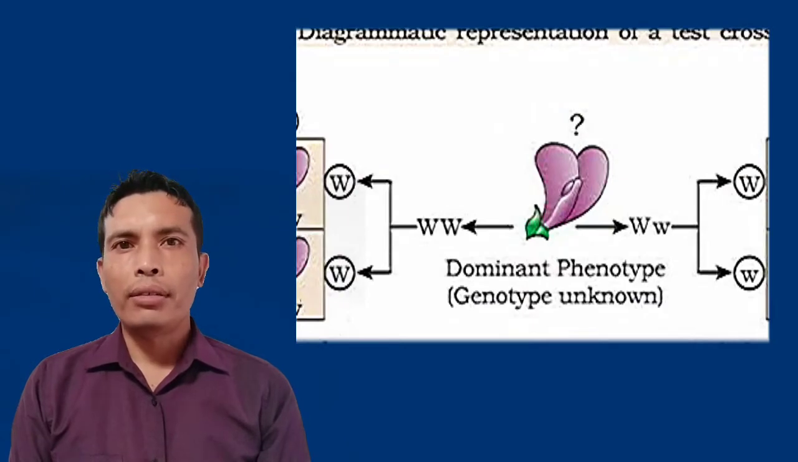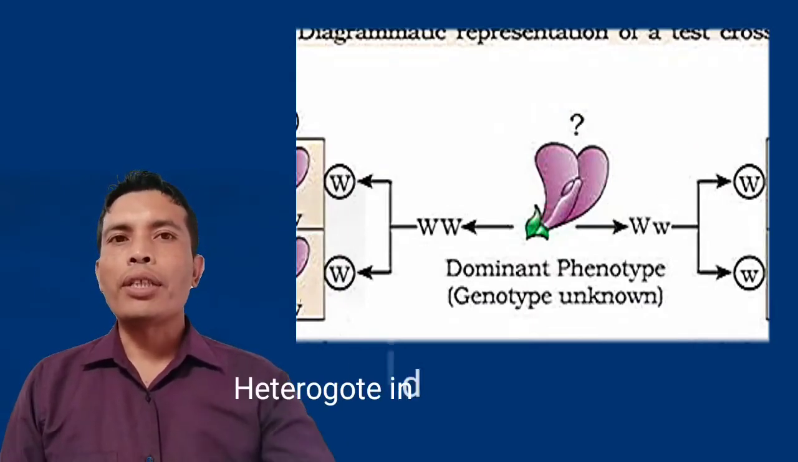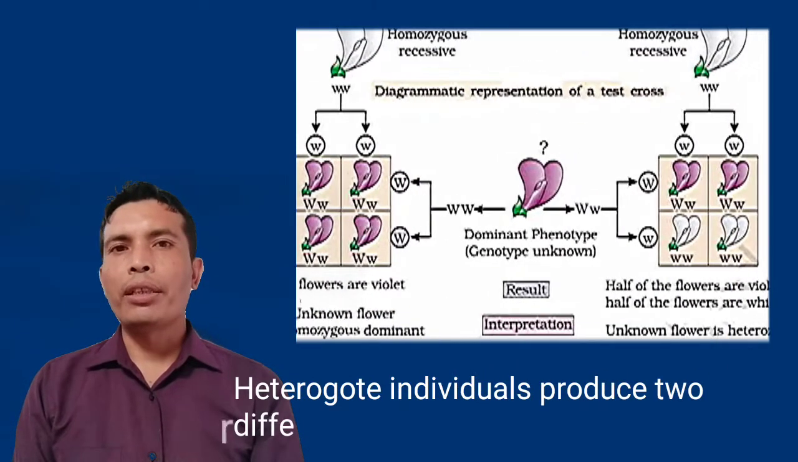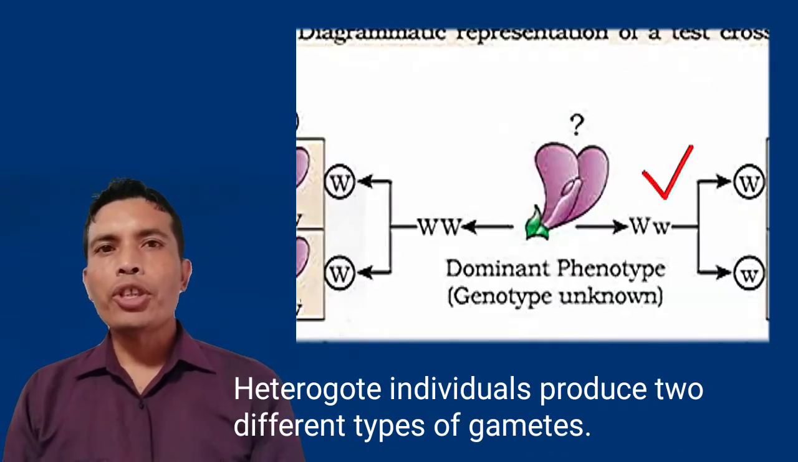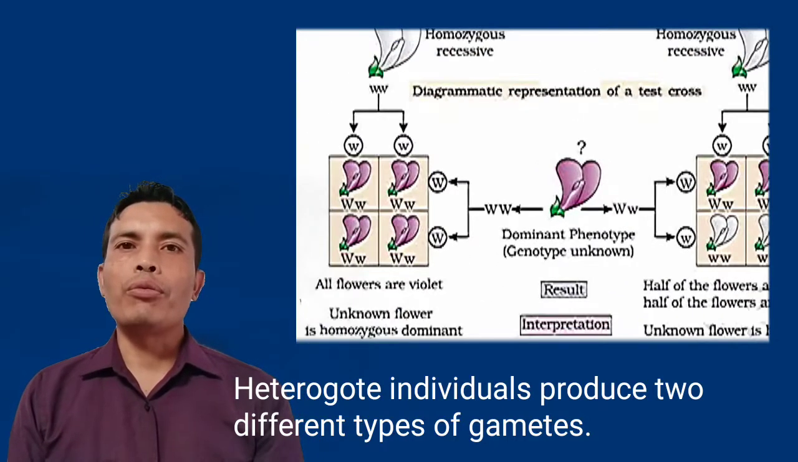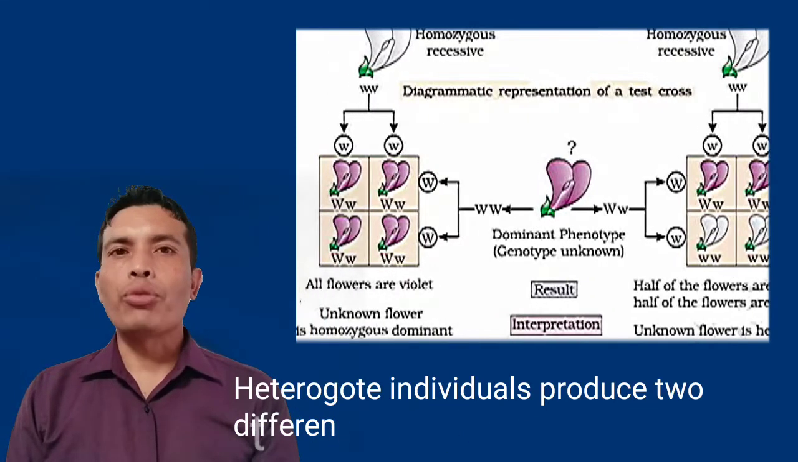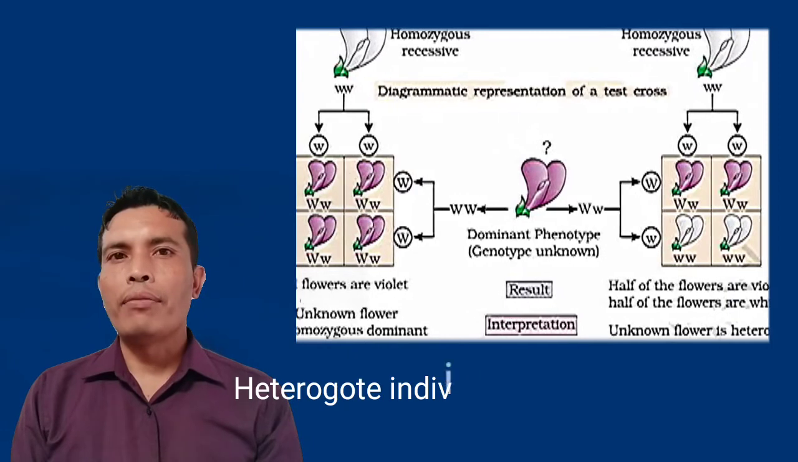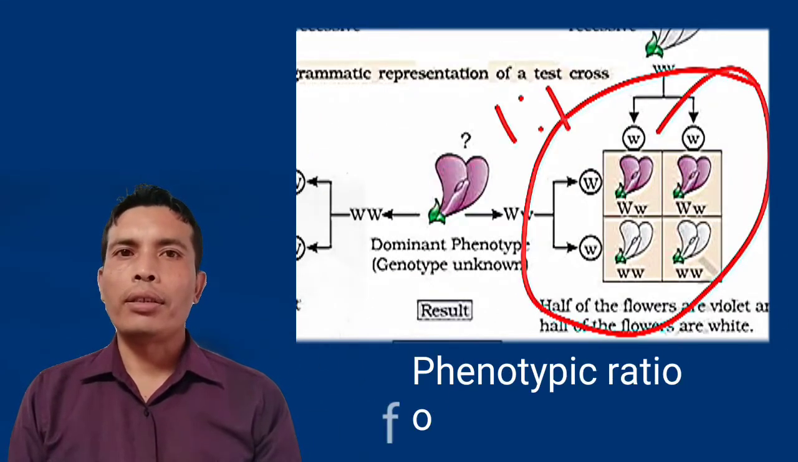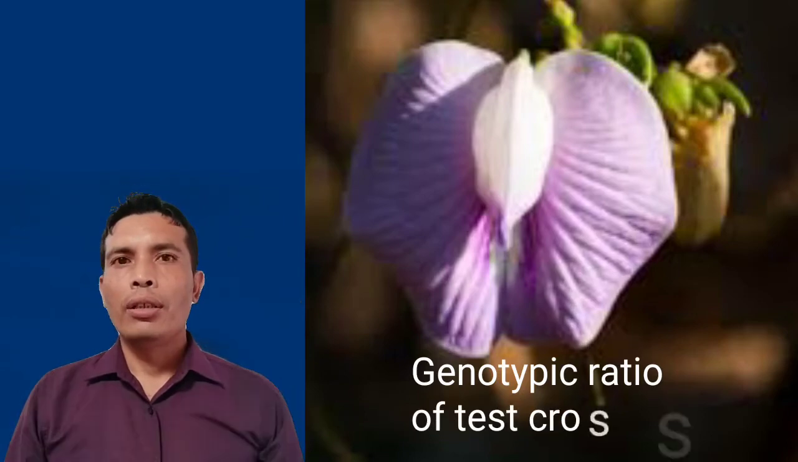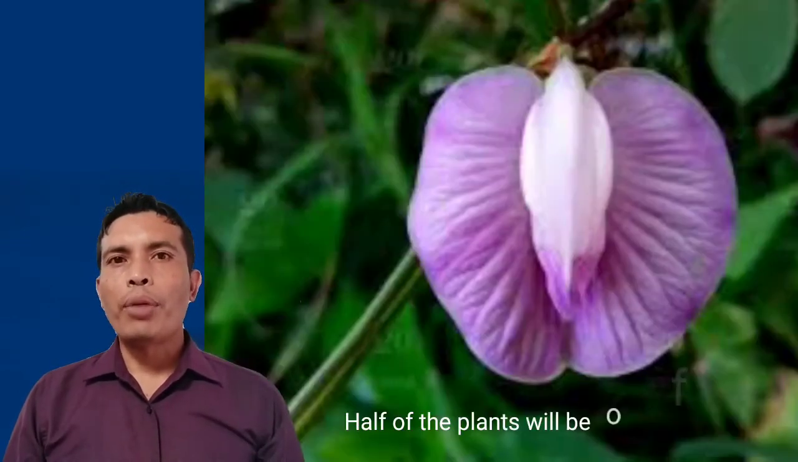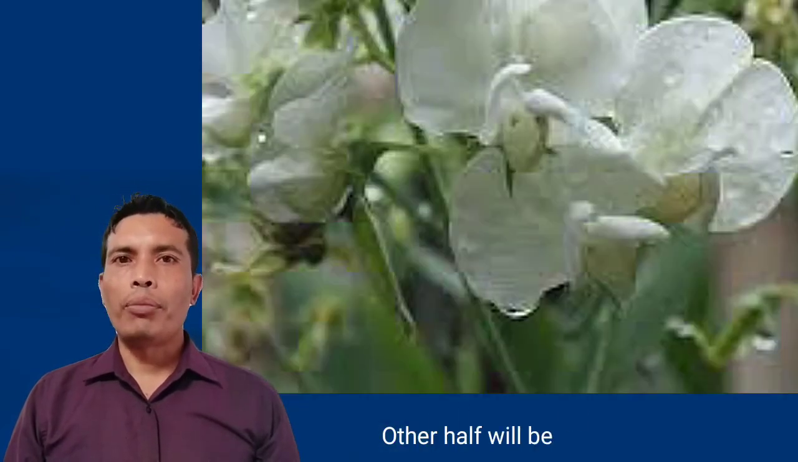If the violet flower plant is a heterozygote, 2 types of the gametes will be produced. Half of the gametes will carry capital W, other half of the gametes will carry small w, right? So 50% of the gametes will carry capital W, other 50% will carry small w. So after test cross, we will get 50% of the new plants will be violet, other 50% will be white. The phenotype and genotype of the test cross will be 1:1, means half of the new plants will be violet flower plants and other half will be white flower plants, right? So the phenotype will be 1:1, 1 violet, 1 white.